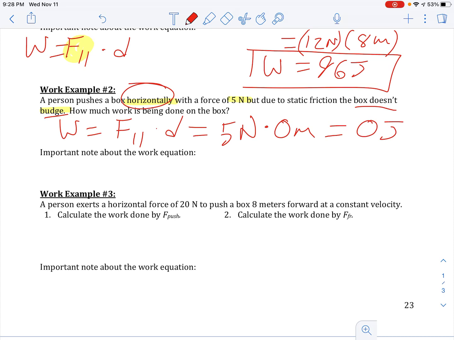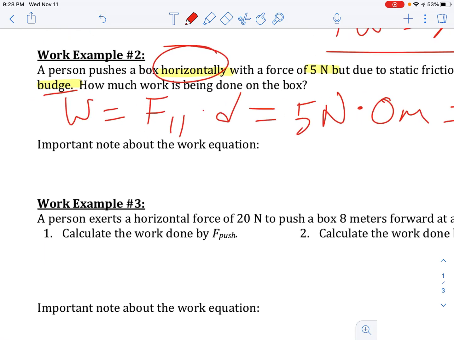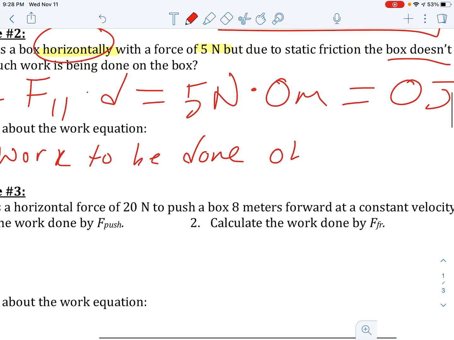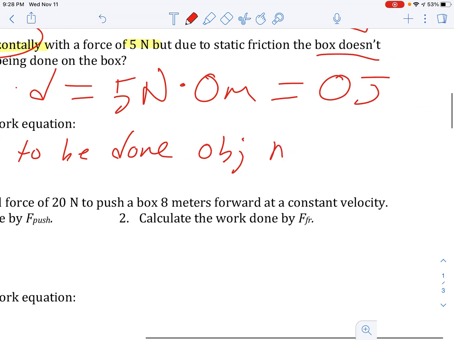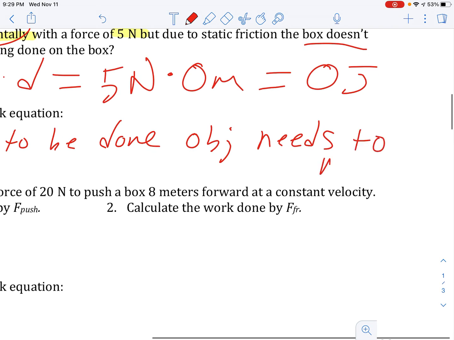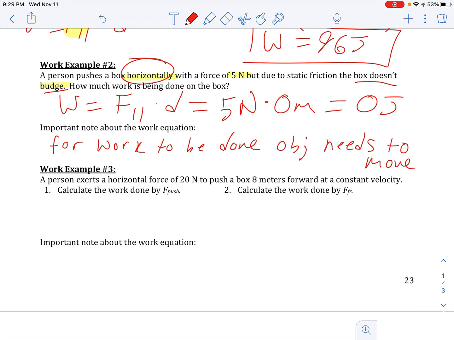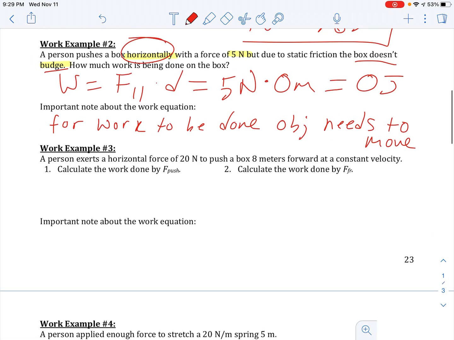So the important note from this example is that for work to be done, the object needs to move. Okay. All right, let's take a look at the third and final example.